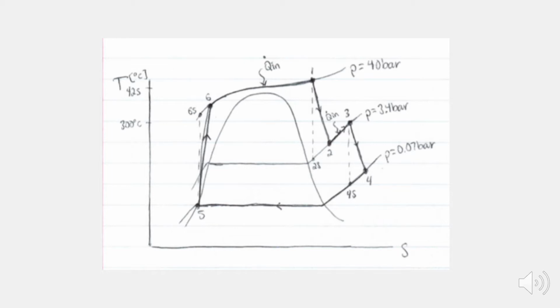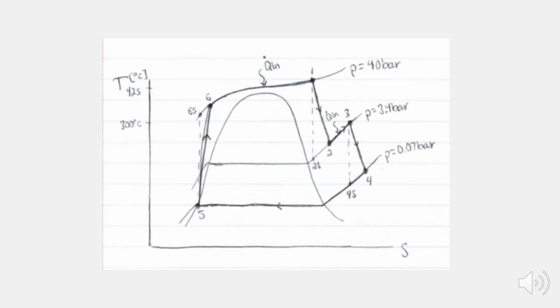To complete the cycle, the fluid goes through a condenser, making it a saturated liquid at state 5. Then it gets sent through a pump to increase the temperature at state 6. This completes the cycle entirely.